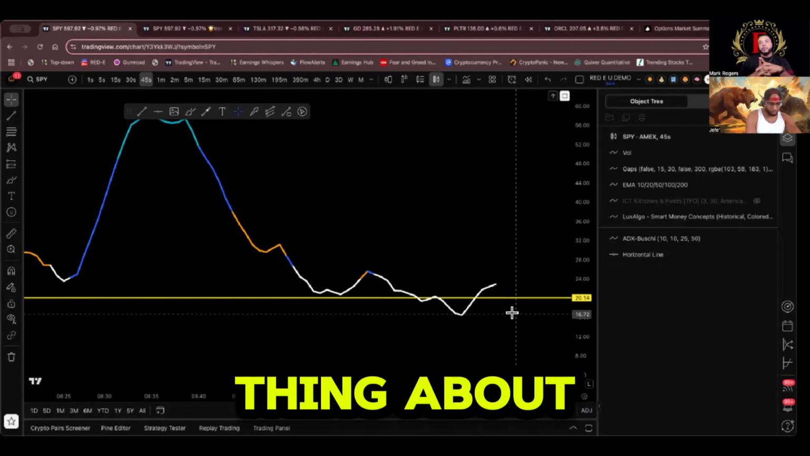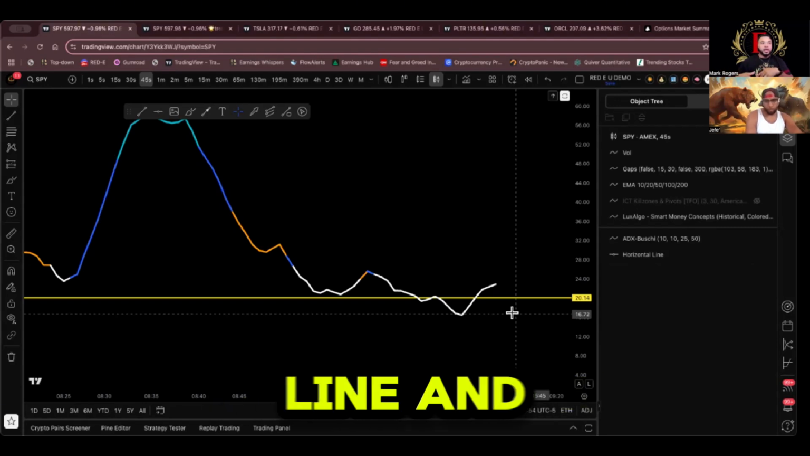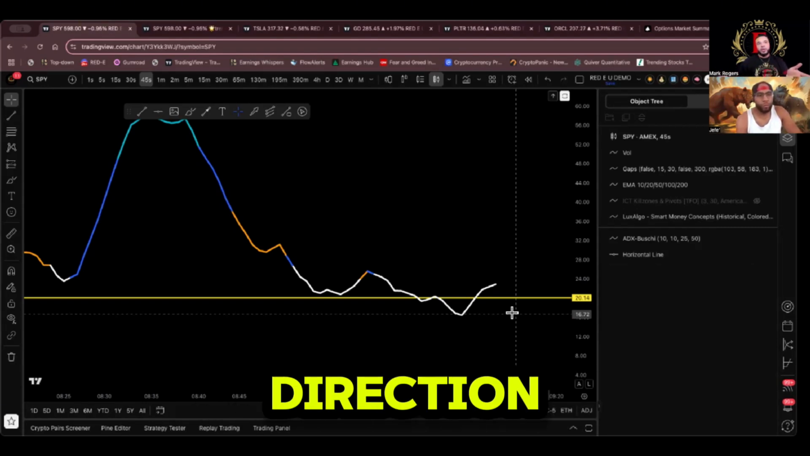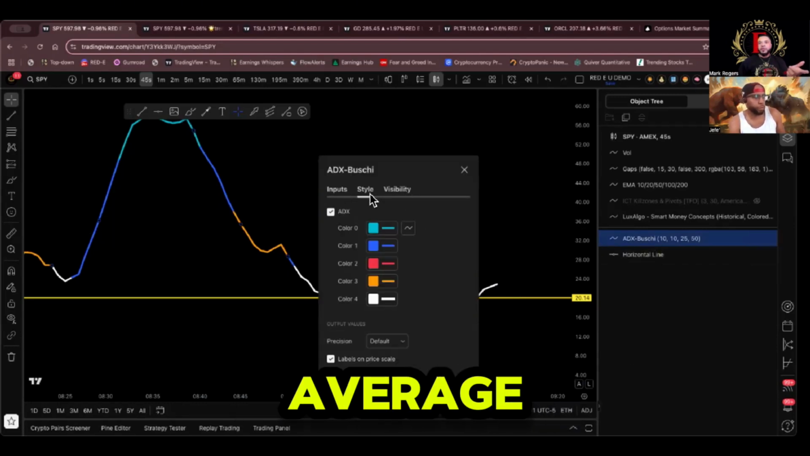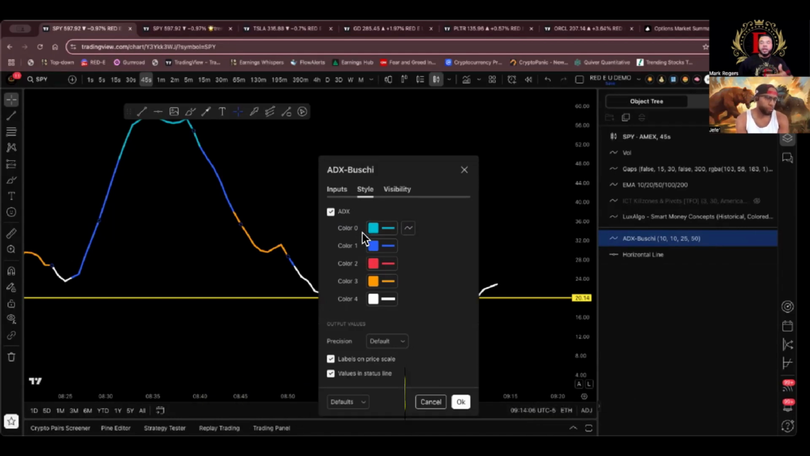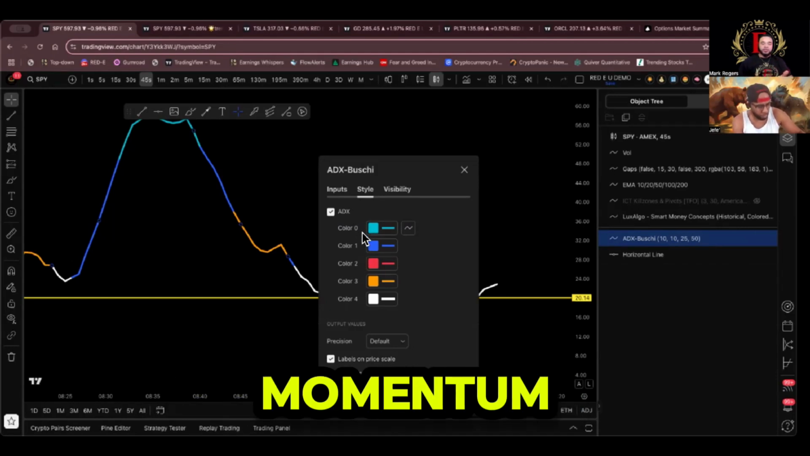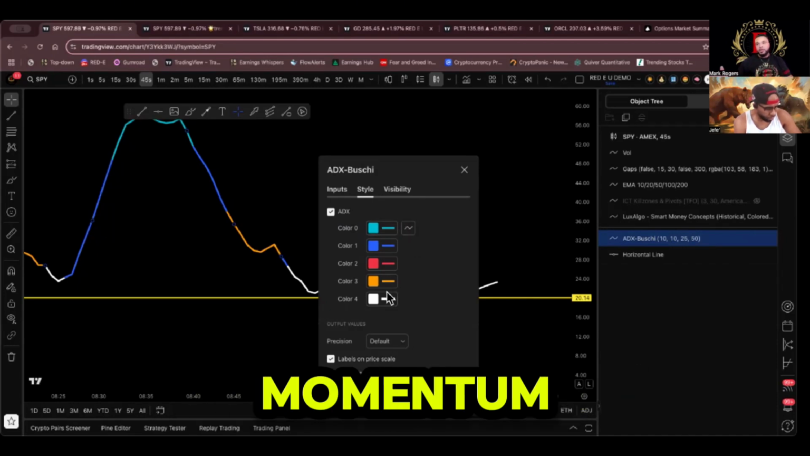Now, the unique thing about this particular average directional index is it only uses one line. Most average directional indexes will have three lines. It'll have a bullish line, a bearish line, and your actual average direction. All right. Now, the key thing about this average directional index for me is that it'll allow you to have colors for bullish momentum, slightly bullish momentum, bearish momentum, and slightly bearish momentum. All right. And then the white, of course, is just the momentum itself.